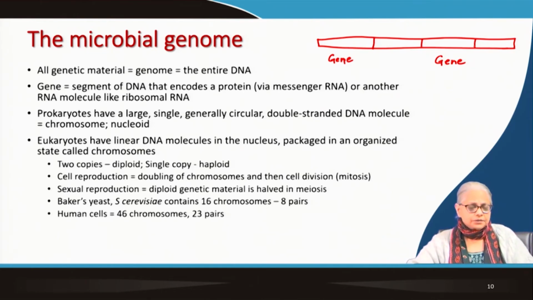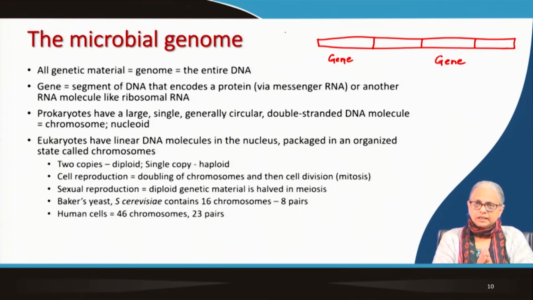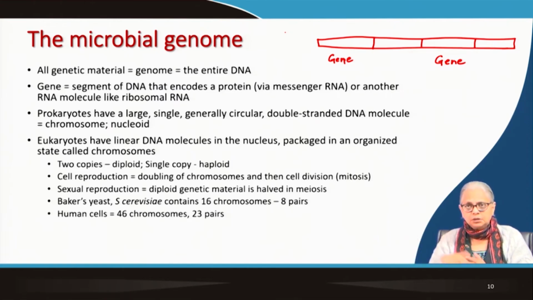Each gene is a segment of the DNA that encodes for one product, and that product is generally a protein. Remember I said in a previous lecture that the DNA is transcribed to the RNA, and then the RNA is translated to a protein. Those are the two processes that have to happen for the proteins to be formed. This can happen via the messenger RNA, or through another RNA like the ribosomal RNA.